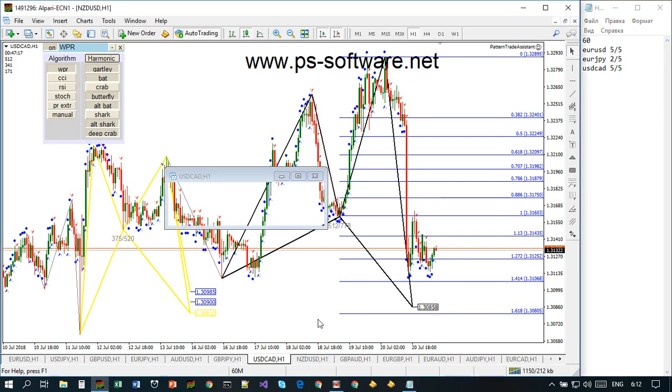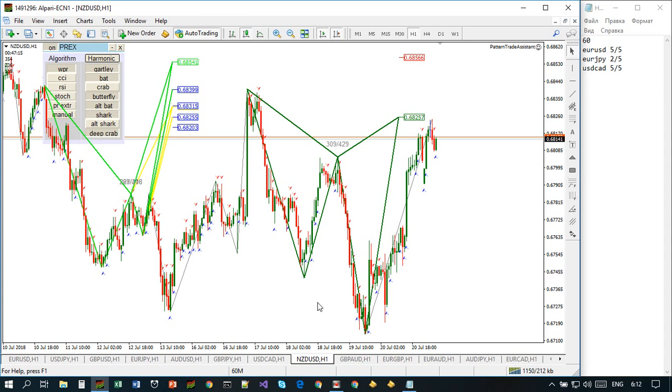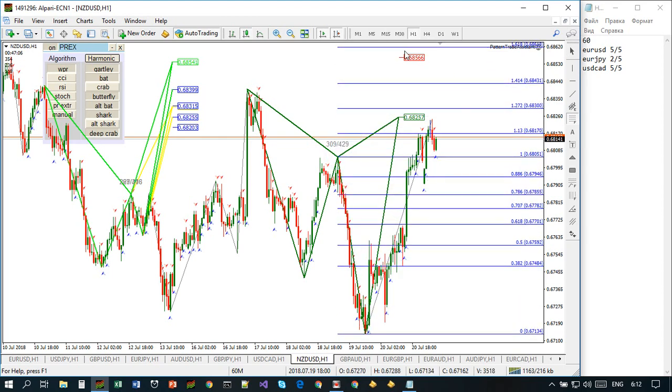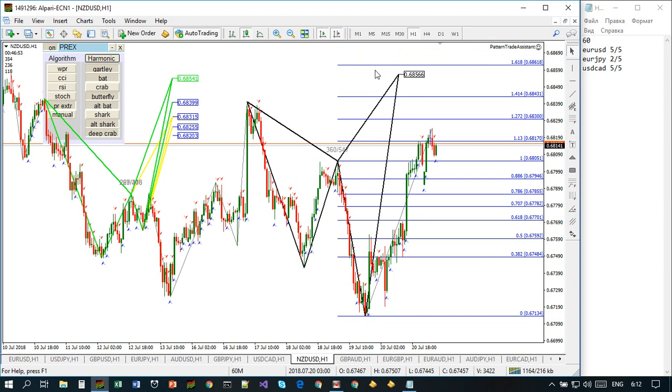alternative entry at 113. New Zealand Dollar, wow, wonderful shark pattern, and the same thing here, I suppose. 113 goes to 618. Sorry, 618 goes to 113, and it should be an alternative shark here as well. So you see how it complements that. 618 complements the 113.